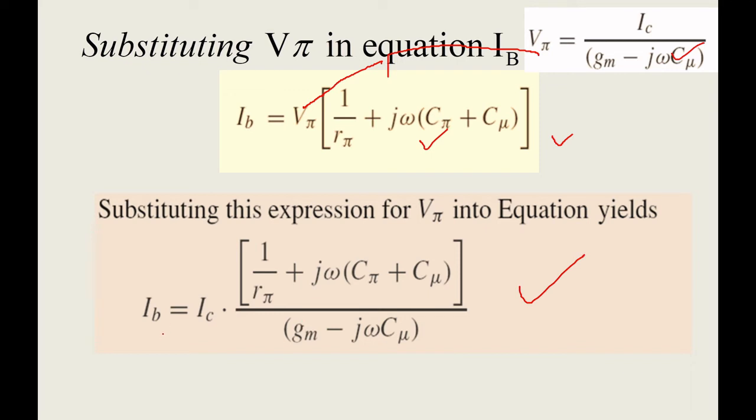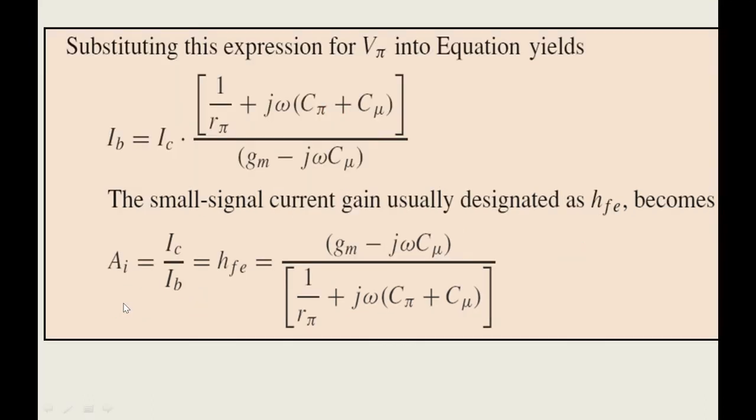So what is the actual expectation for us? I want to find IC by IB, but if you take this IC down, you will get the reverse of our expectation, that is IB by IC, but our requirement is IC by IB, so you have to reverse the equation. So we will do that here.